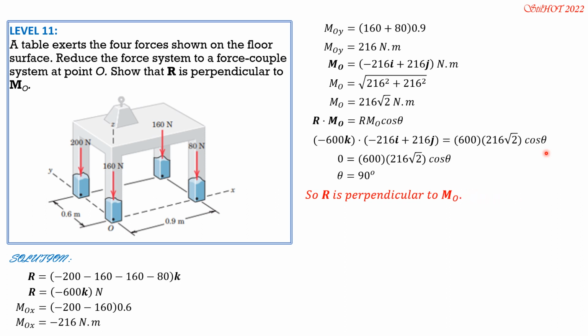And the force is negative 600 k newtons, and the moment in vector form is quantity negative 216i plus 216j Newton meter.